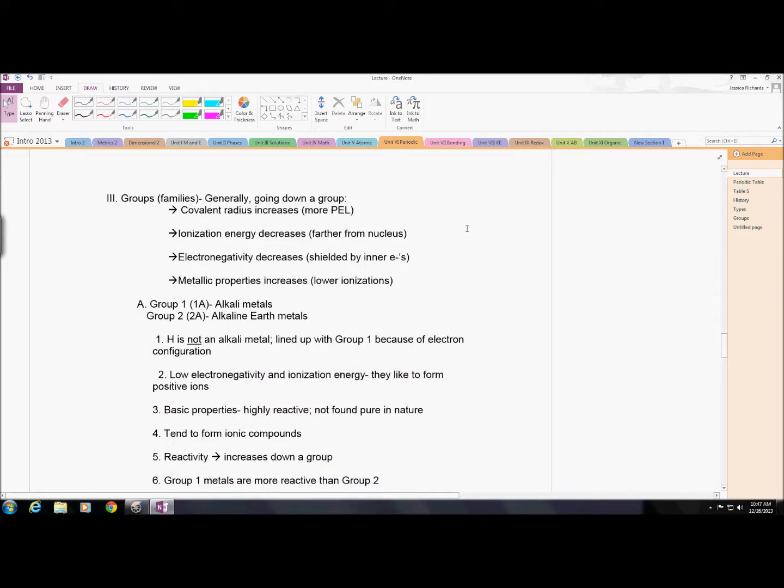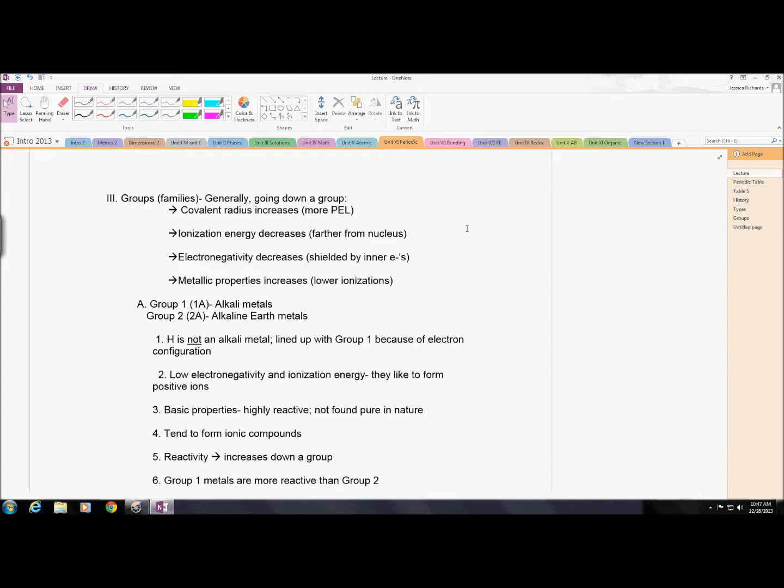Memorize or look up that the covalent radius increases as you go down a group because there are more principal energy levels. The ionization energy, or how much energy it takes to remove the outermost electron, decreases as you go down a group because the electrons are farther from the nucleus and there are more electrons shielding the outermost one from the positive nucleus. Electronegativity also decreases for the same reason. They're farther away and there's bigger shielding effect from the electrons.